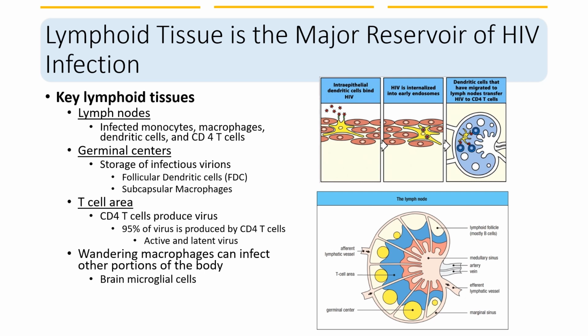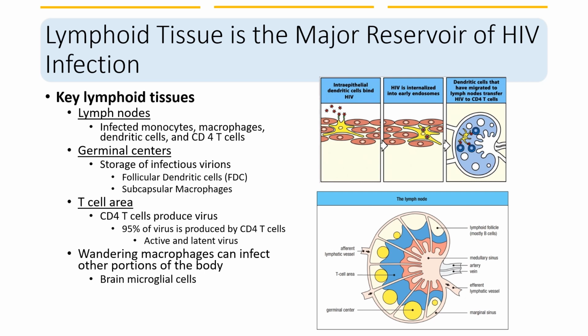The majority of the virus production occurs in the T cell area, with 95% of the virus produced by CD4 T cells. Now, the germinal centers serve as a storage site for infectious virions, and FDCs can harbor virus for extended periods of time. Subcapsular macrophages also serve as a site of viral replication.